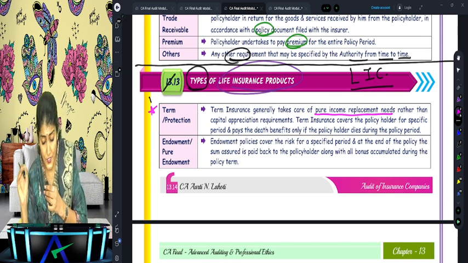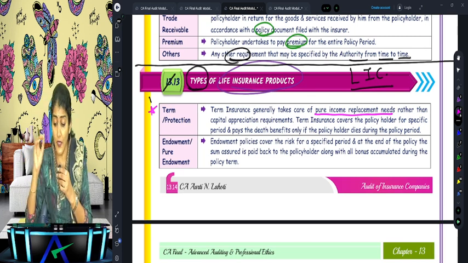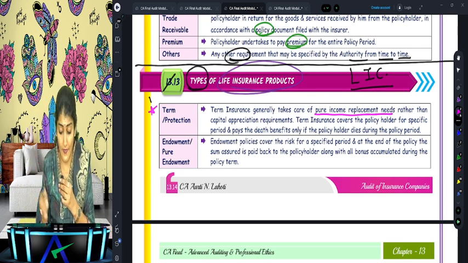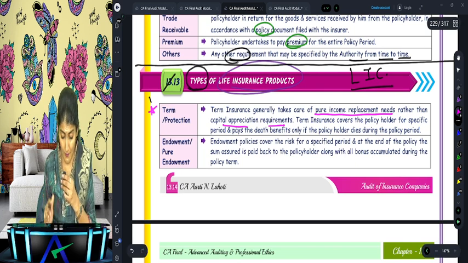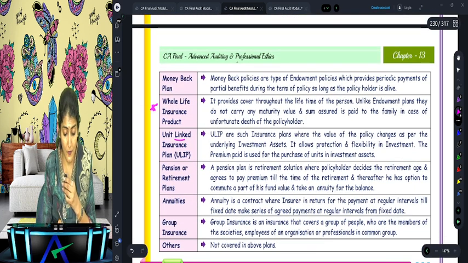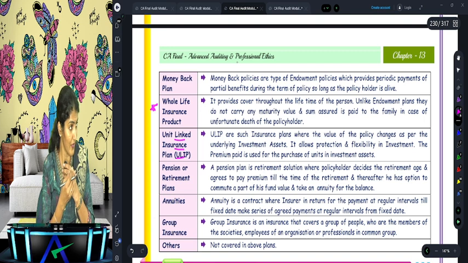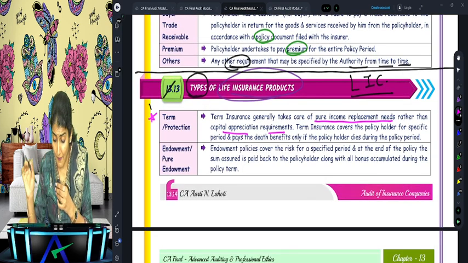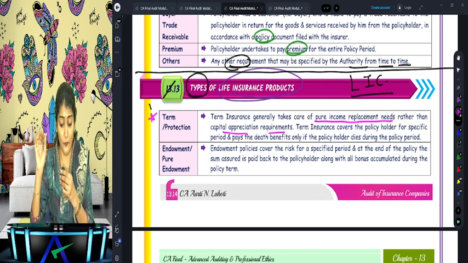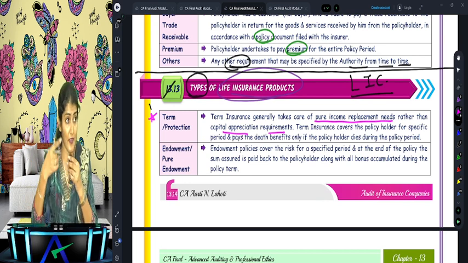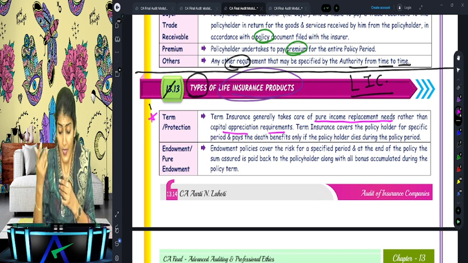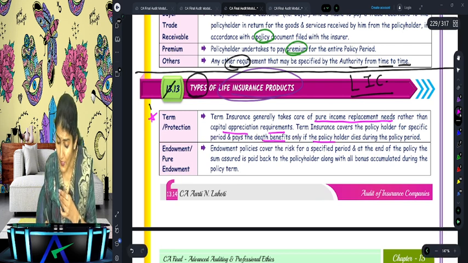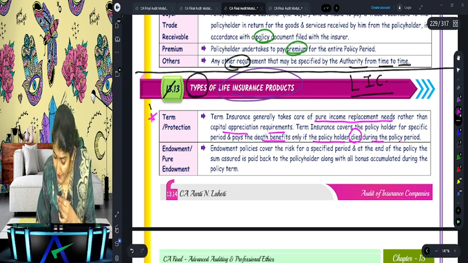Term insurance generally takes care of the pure income replacement needs rather than the capital appreciation requirement. Capital appreciation happens where? It happens in ULIP, the unit link insurance plan. Okay. Now, term insurance covers the policy holder for specific periods. So you have to take a term insurance for 1 year, 2 year, but generally it is taken for 1 year, and pays the death benefits only if the policy holder dies during the policy period.